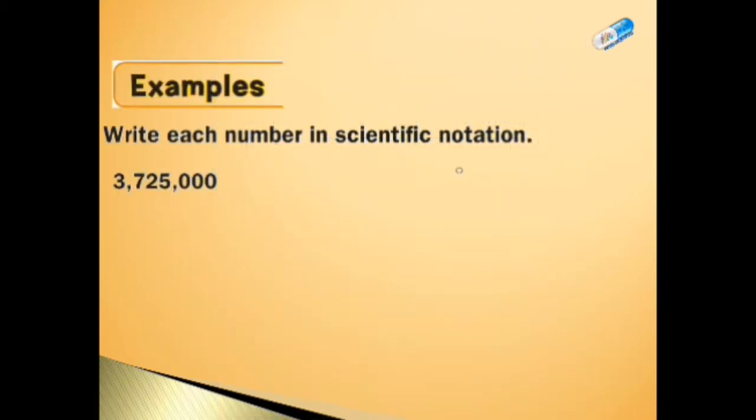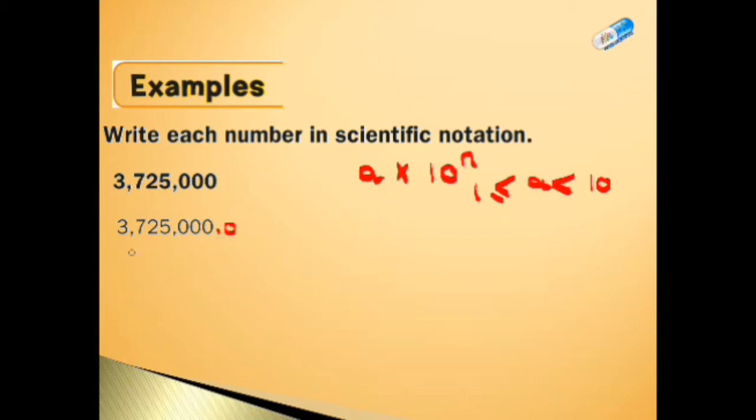Write each number in scientific notation. We have a number 3,725,000. How do we write this in scientific notation? First, we want to write this in the form of a multiplied by 10 power n. And remember that a should be greater than or equal to 1 and less than 10. Okay, from this number, if I have a decimal point here, where do I move the decimal point so that I get a number between 1 and 10?